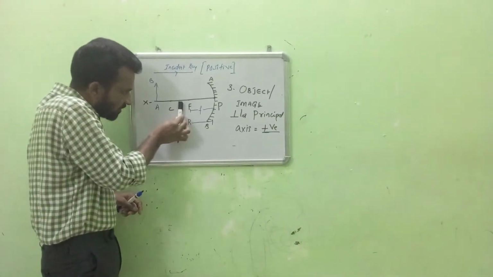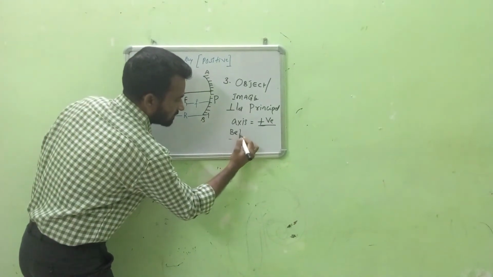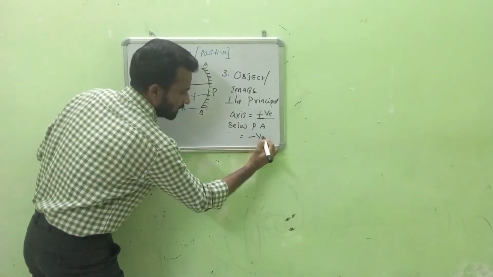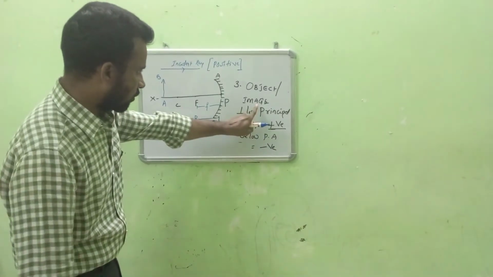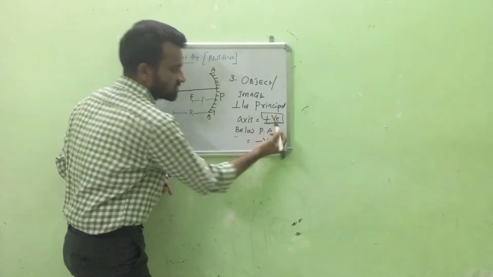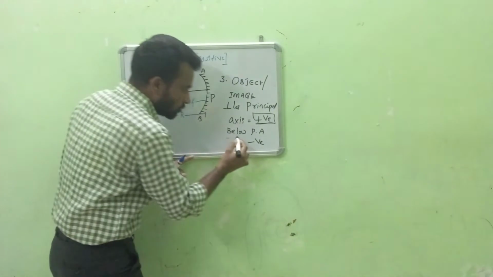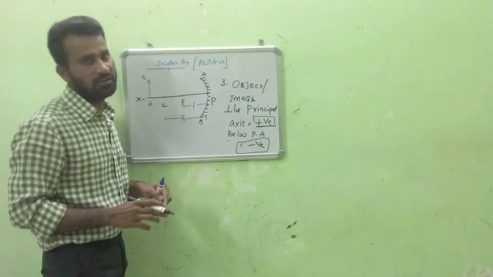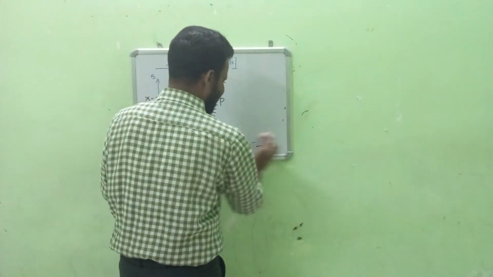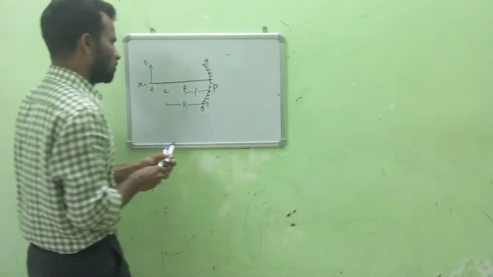If the object or image is below the principal axis, you have to take negative. If the object is on the principal axis, you use the positive sign convention. If the object or image is below the principal axis, you apply the negative sign convention. So these are the three main important rules to calculate the focal length value and to mention the sign convention.